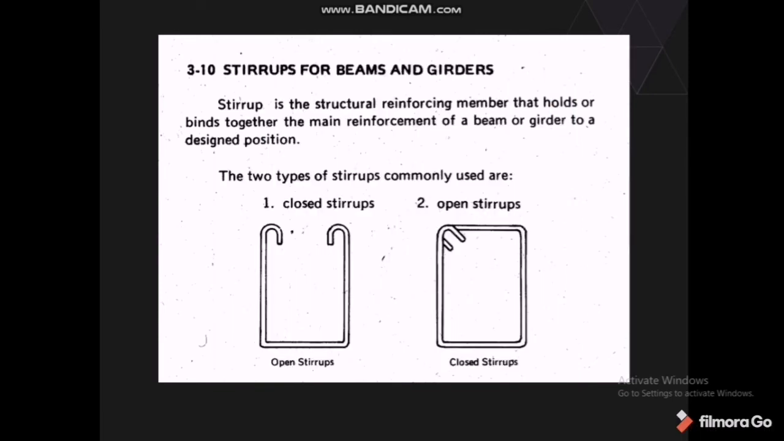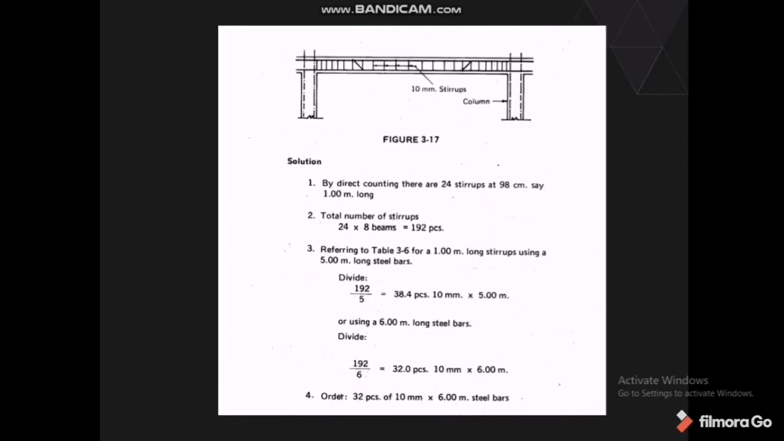Next is stirrups for beams and girders. A stirrup is the structural reinforcing member that holds or binds together the main reinforcement of a beam or girder to a designed position. There are two types of stirrups commonly used: closed stirrups and open stirrups. Figure 3.17, a problem.